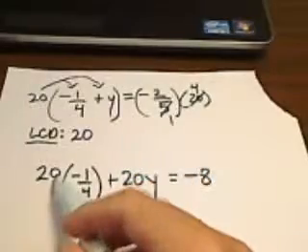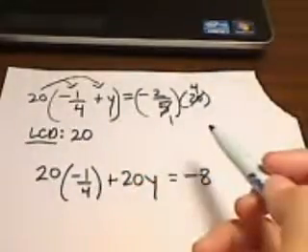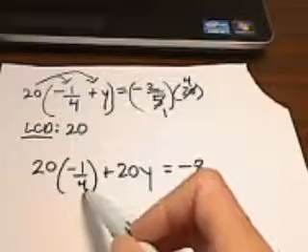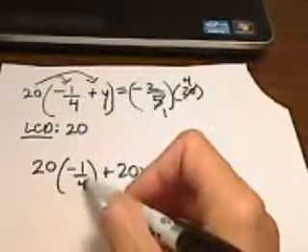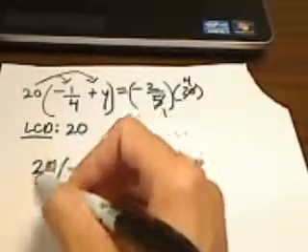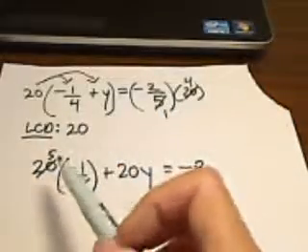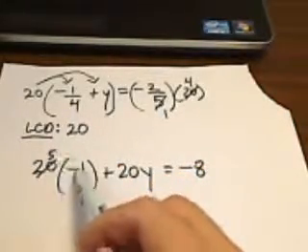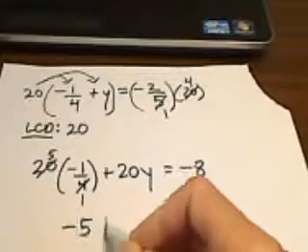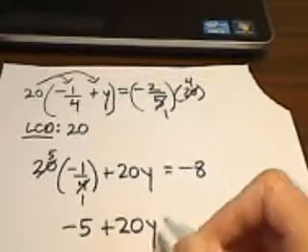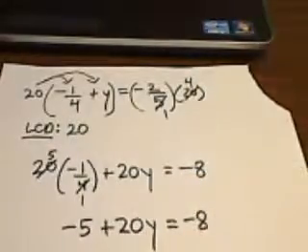Now you could multiply straight across. You get 20 times negative 1 is negative 20, and then divided by 4 is going to be a negative 5. Or you can do it this way and say 4 goes into 4 once, into 20 five times, and you're taking a look at what you're left with. 5 times negative 1 is negative 5. So I have negative 5 plus 20y equaling negative 8.